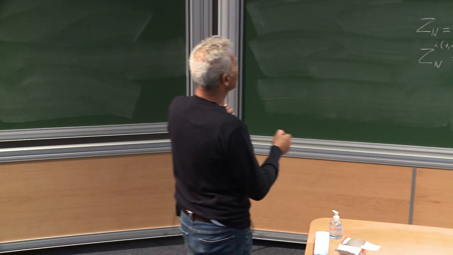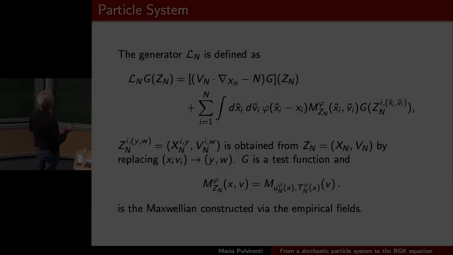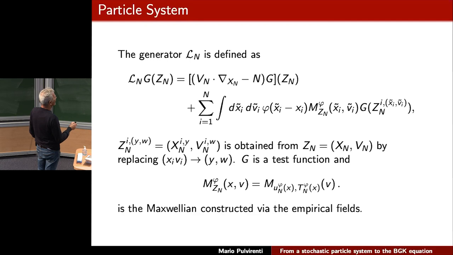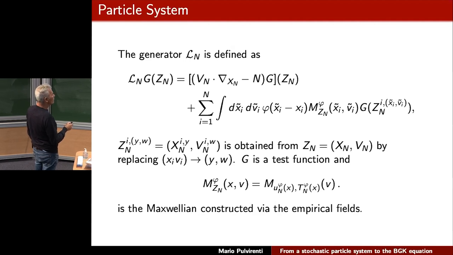Okay, so this is the configuration. Then the generator is this one. Then I construct the empirical Maxwellian centered in this point. This means that I compute the empirical field in the point x_i tilde, as a function of the new variable v_i tilde. And I do the average over this. And here I also have the transition in position.